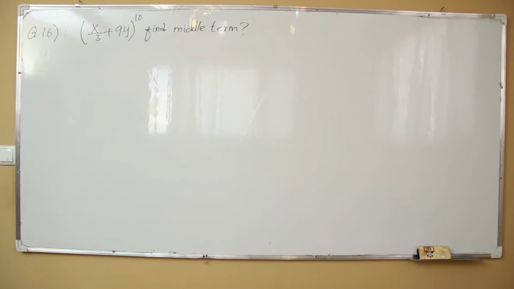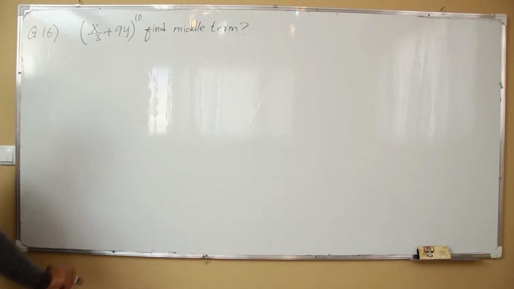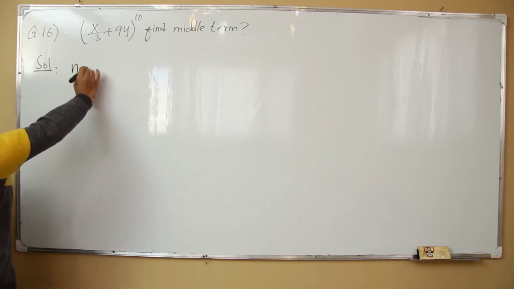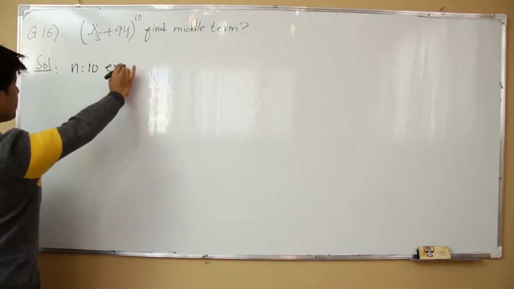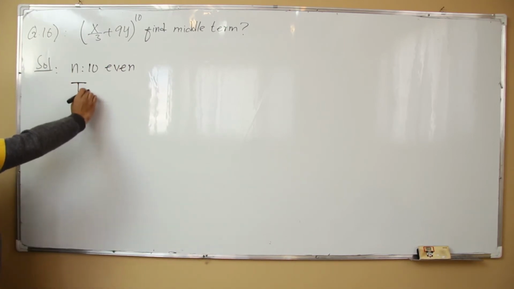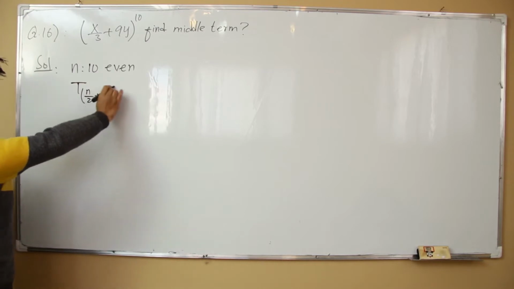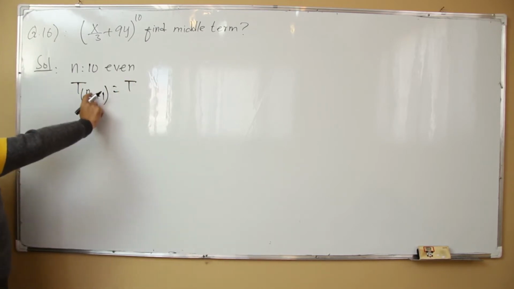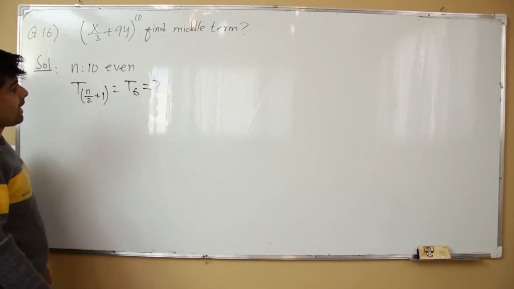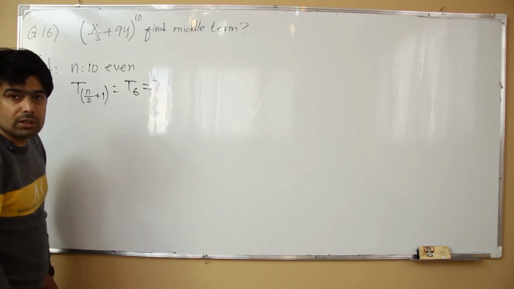Question number 60. (x divided by 3 plus 9y) raised to the power 10. Find the middle term. Now, what do you think? Is n an even number or odd number? I think it is even. Of course, do not think. n is 10. It's an even number. If it is even, what is the middle term? The middle term is T(n/2 + 1). Instead of n, 10, 10 divided by 2 is 5, 5 plus 1 is 6. Indeed, they have asked for the sixth term or T6.